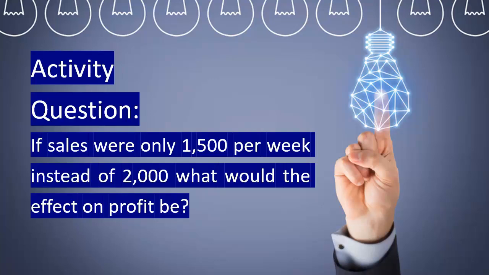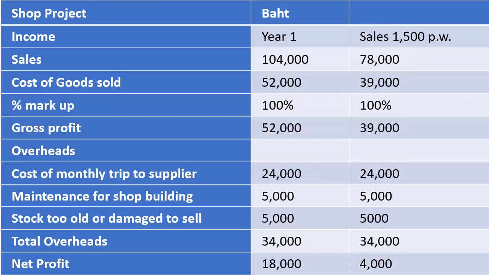So here we go. In the middle column, we have the original figures with the sales of 104,000, which was 2,000 a week times 52 weeks. In the right-hand column, we have sales of 1,500 per week. So that comes to a total of 78,000.